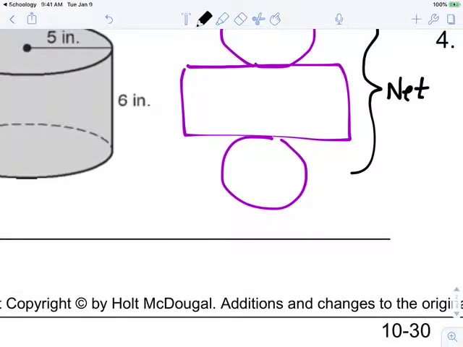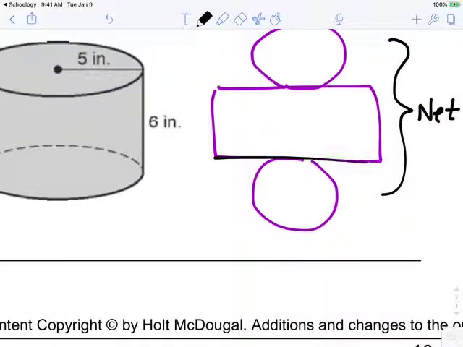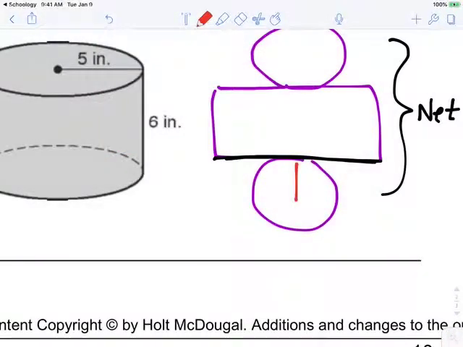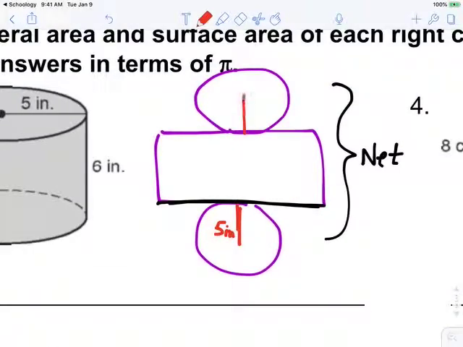Let's diagram also what we have. Do I know this length yet? I do not, right? I do not know that length. Do I know this length, red? It's what? 5 inches. For the top one, too. 5 inches. Do I know this length in orange? 6.